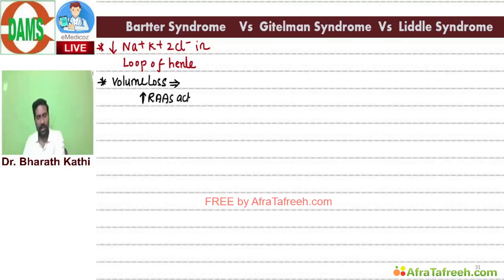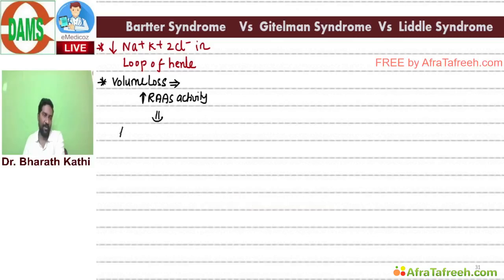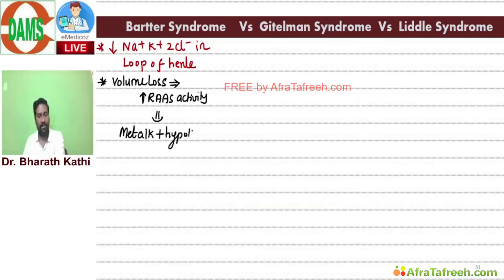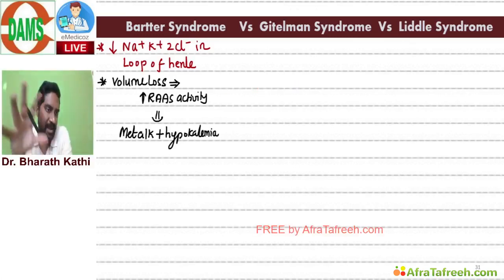Like I told you, hypoaldosteronism was causing metabolic acidosis, hyperkalemia. Hyperaldosteronism is the opposite: metabolic alkalosis with hypokalemia. So this will cause a secondary hyperaldosteronism. Excess function of aldosterone will result in the patient landing in metabolic alkalosis, hypokalemia.